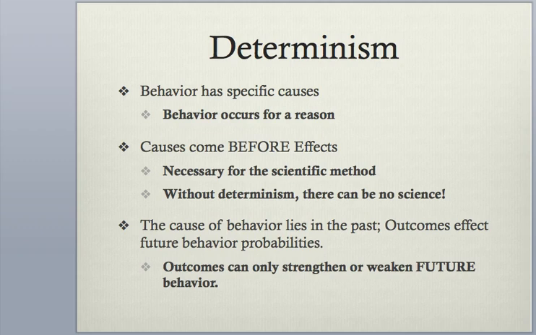The cause of behavior lies in our past. Outcomes of our behavior affect the future probabilities and the future occurrences of our behavior. Outcomes can only strengthen or weaken future behaviors. They don't change the current behavior. So let me give you a quick example.